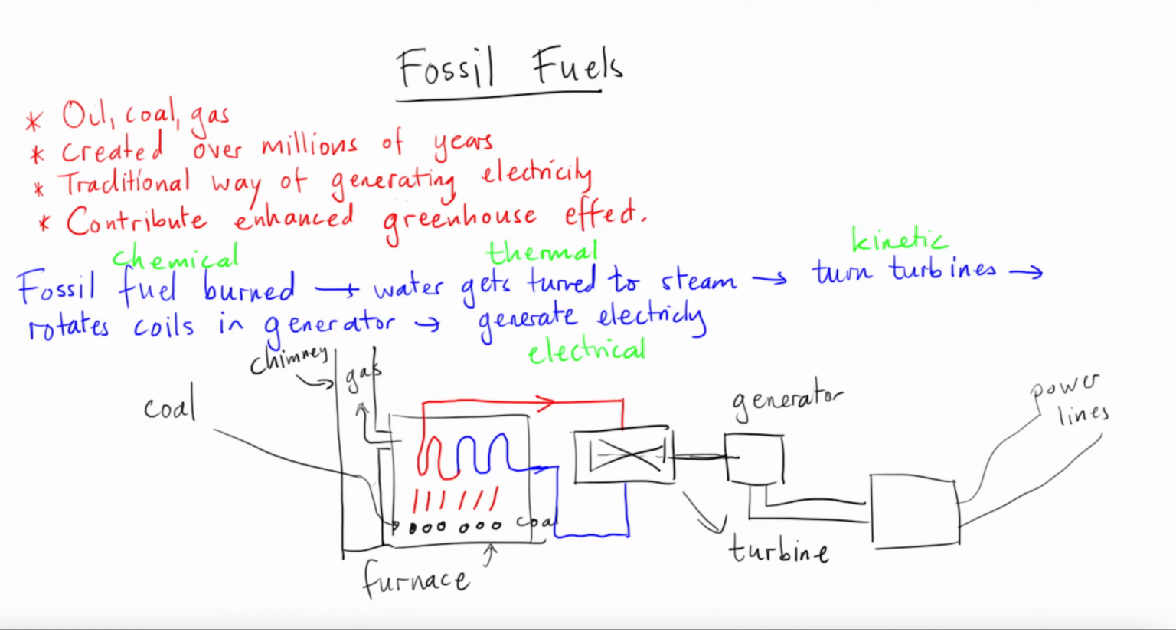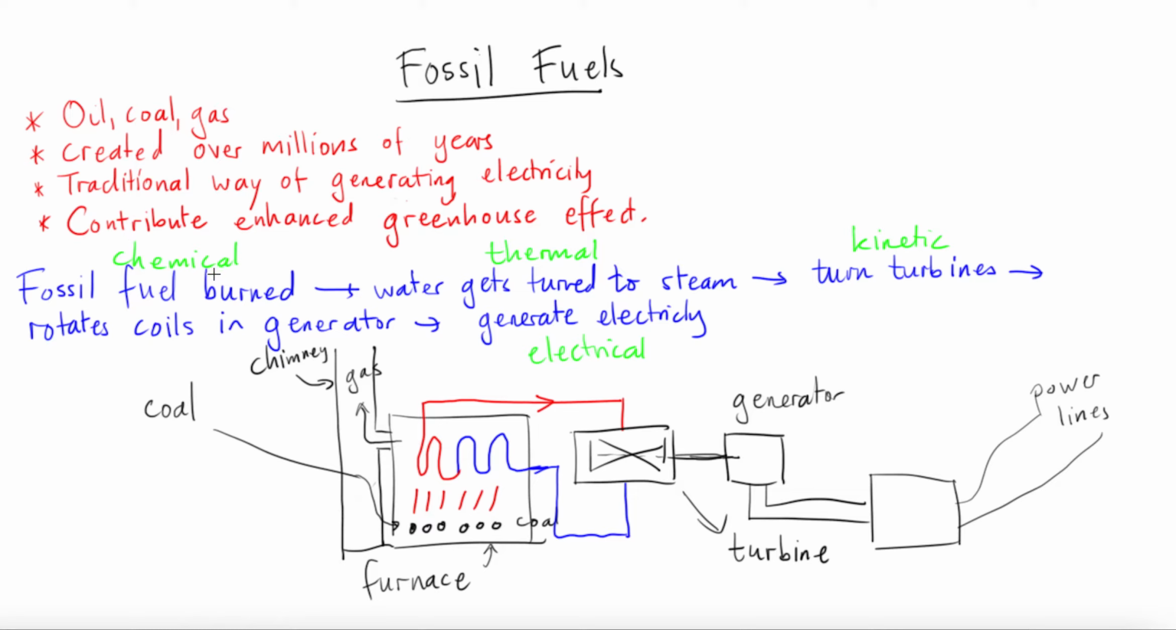So, fossil fuels, how do we get energy from them? Coal, oil, and gas are examples of fossil fuels. They've been created over millions of years, and they are traditionally the way we have generated electricity. However, they do contribute to something called the enhanced greenhouse effect, which we'll go through in 8.2.